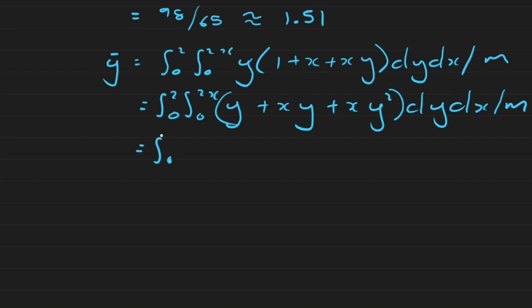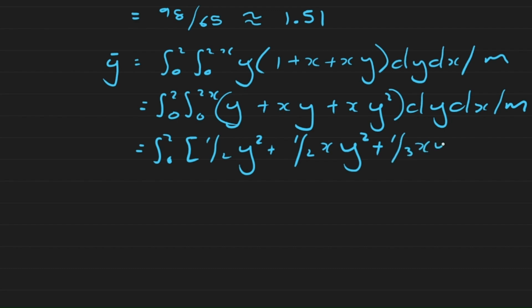So proceeding with this integral as has been done previously, integrating with respect to y, we get a half y squared plus a half xy squared plus 1 over 3 xy cubed. And that's being integrated from 0 to 2x divided by the mass. So substituting in 2x, 2 squared is 4. 4 divided by 2 is 2, so we get 2 and then x squared.